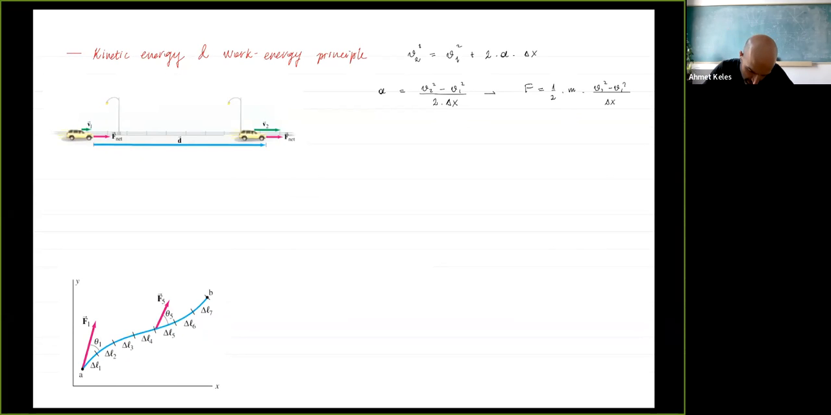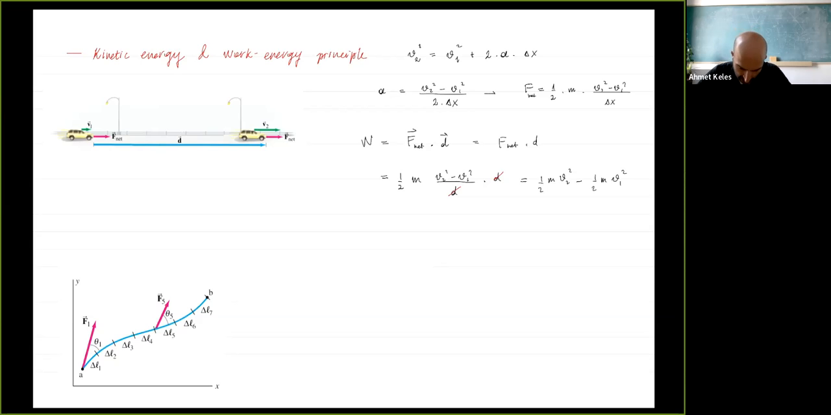And let me calculate work. Work is equal to F net dotted onto D, but they're in the same direction, so I can just write F net times D. This is going to be equal to 1/2 M times V2 squared minus V1 squared divided by delta X, where delta X is equal to D, times D. So this cancels, and the result is 1/2 M V2 squared minus 1/2 M V1 squared.